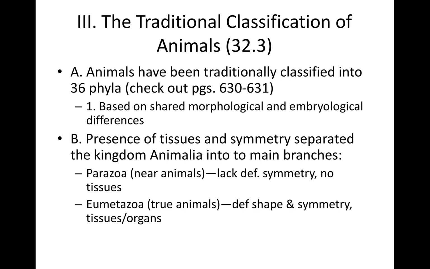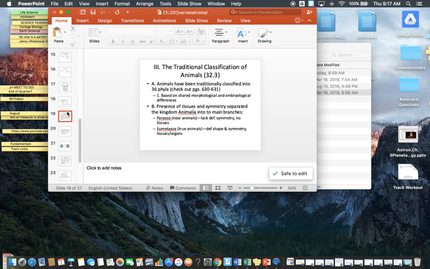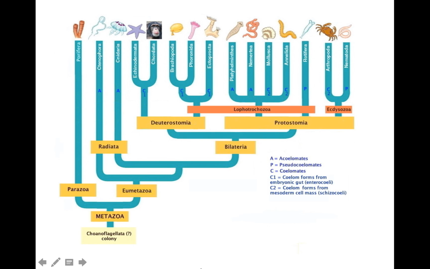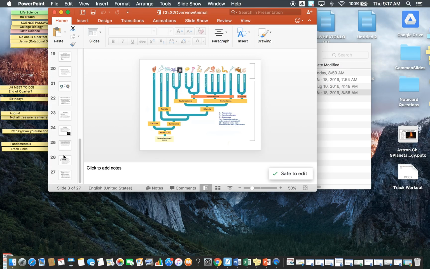I'll find it, though. But they are based on shared morphological and embryological differences. So that is one way that we classify animals. We look at their tissues and symmetries, and we break it down into main branches, where I just showed you, if I just escape out of here and go to this diagram right here. This is kind of the traditional way as to how we've classified animals. Parazoa to eumetazoa, going on to symmetries, and then going on to the embryonic development part.